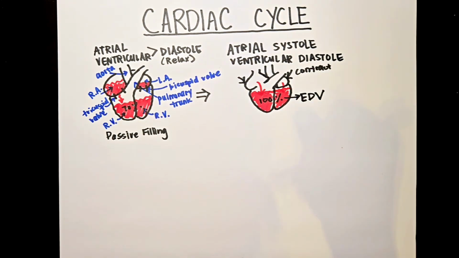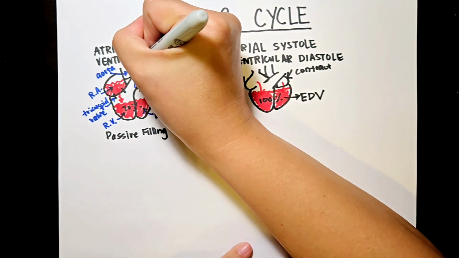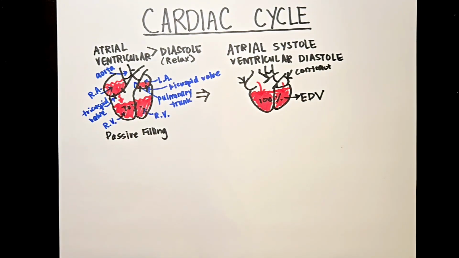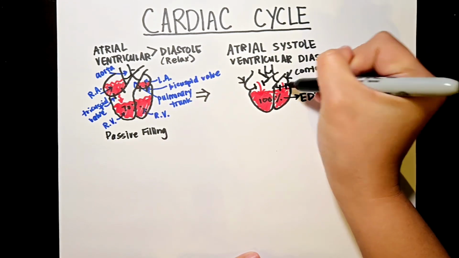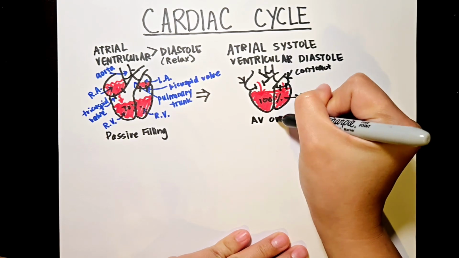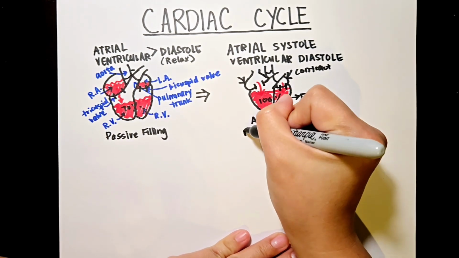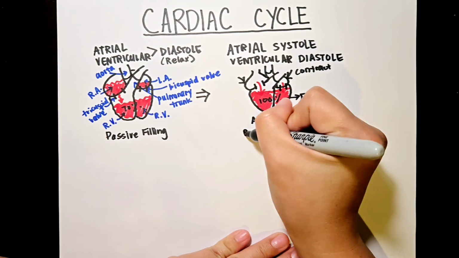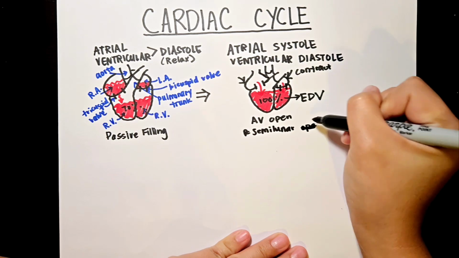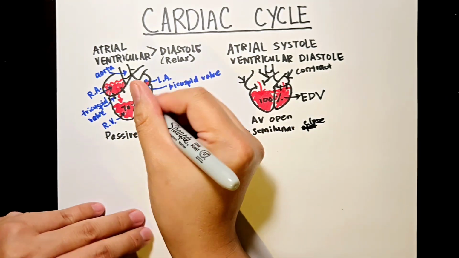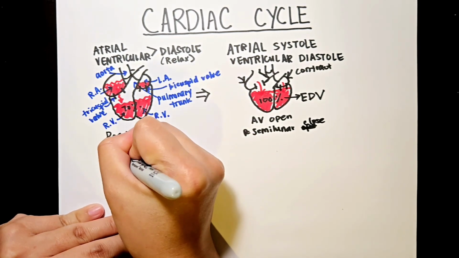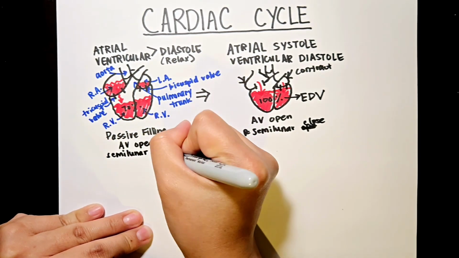And again, at this point, if we go back to here, the aortic valve and the pulmonary valve are currently closed, and it's still the case here. The AV valves are still open. So I'll write that here. AV valves open, and your pulmonary, or you can collectively call them semilunar, valves are closed at this moment. Here same thing. AV valves are open, semilunar are closed.